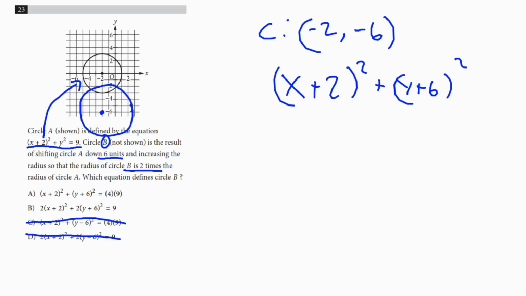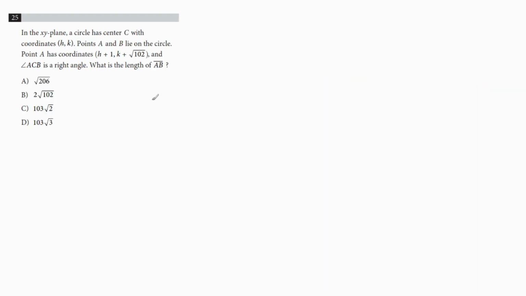We know that the radius doubles. So that means that the radius is going to be, let me write that out, that'll be 6, which means that this whole equation is going to need to equal 6 squared, which is 36. And that means it's going to be A because this equals 36. It's 4 times 9, which is 36. So this is the hardest problem we've done so far.